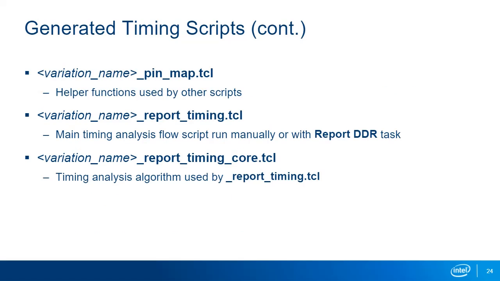The pinmap.tcl script includes helper functions used by the other scripts. The reportTiming.tcl script is the main script run for a timing analysis. It is the script called when the report DDR task is executed in the timing analyzer. The reportTimingCore.tcl script contains the main timing analysis algorithm used by report timing.